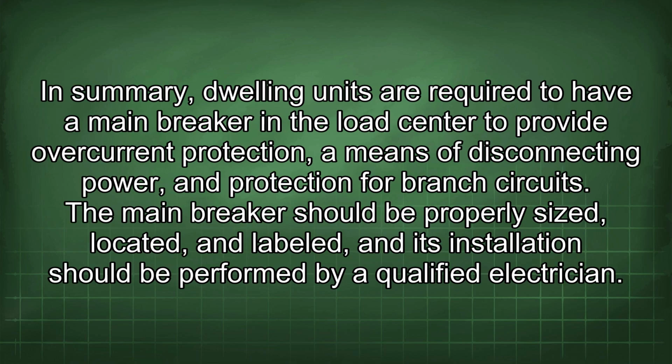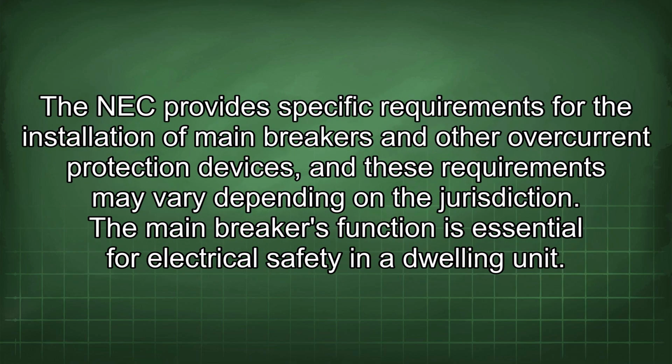In summary, dwelling units are required to have a main breaker in the load center to provide overcurrent protection, a means of disconnecting power, and protection for branch circuits. The main breaker should be properly sized, located, and labeled, and its installation should be performed by a qualified electrician. The NEC provides specific requirements for the installation of main breakers and other overcurrent protection devices, and these requirements may vary depending on the jurisdiction.